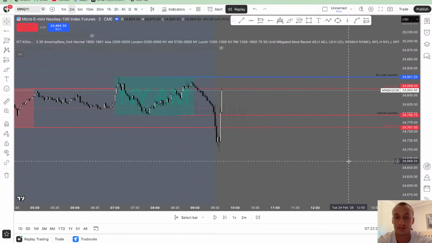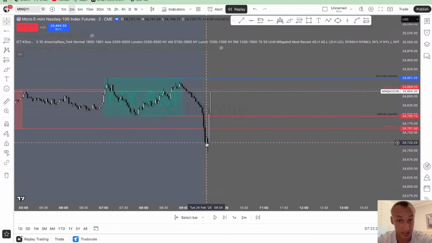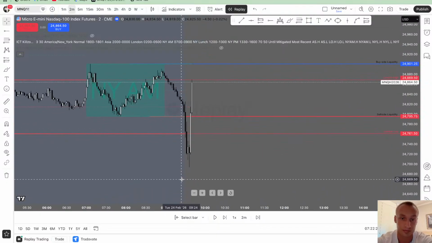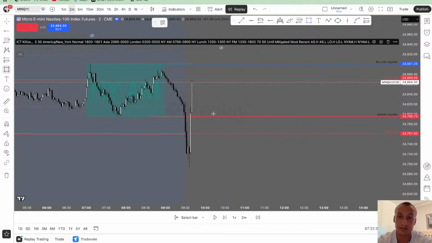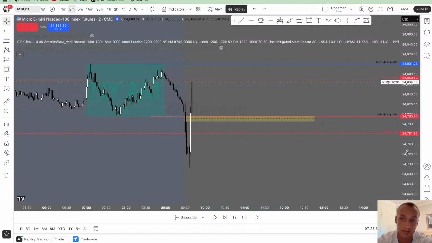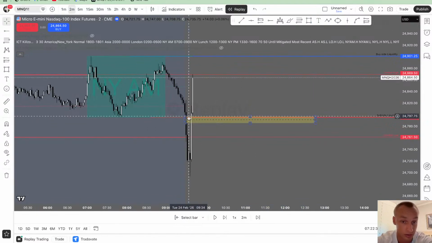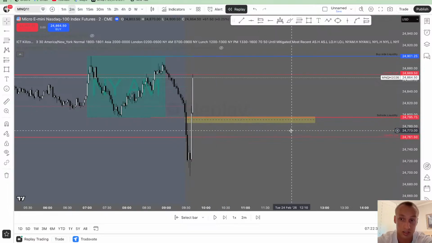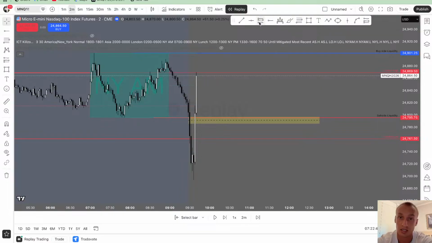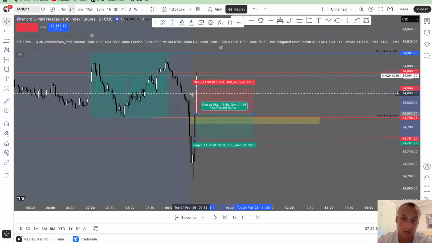Okay. Now as we see here, I have a 2 minute fair value gap which is now an inversion fair value gap because it's been swept. So my trade would be in this area. Once that closes below the fair value gap, I'll take a trade.